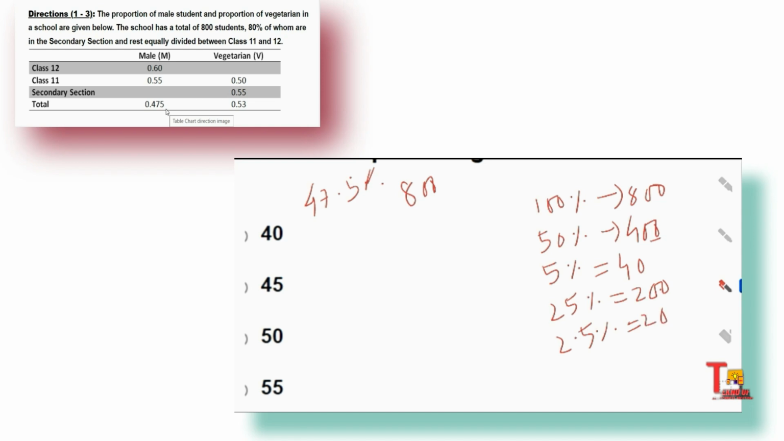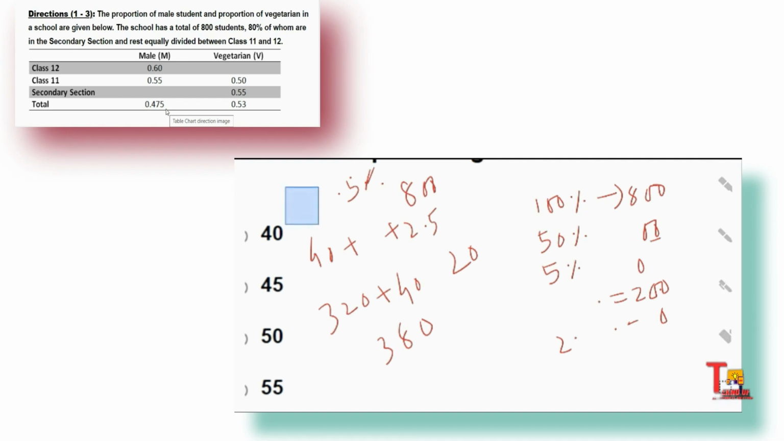So we have calculated this, right? So what is the 47.5%? You can divide this like 40% plus 5% plus 2.5%. So 40% is 4 8s are 320. Okay, 4 8s are 320. And then 5% is 40, and 2.5% is 20, right? So total is 320, 360, 380. So 380 is the total number of males present in that school.